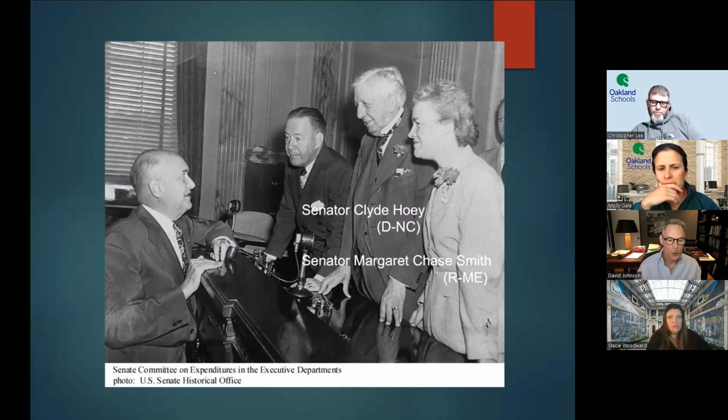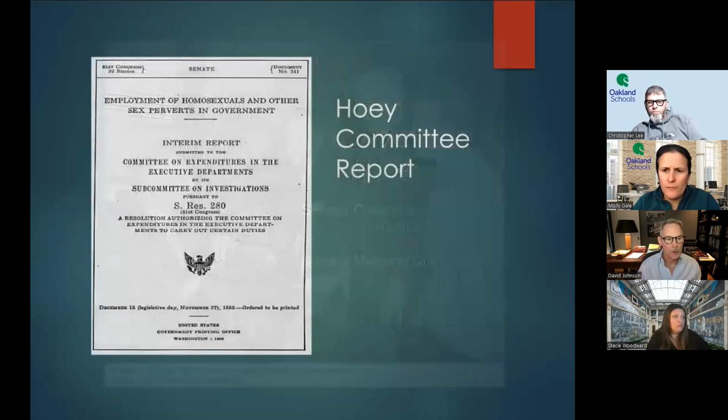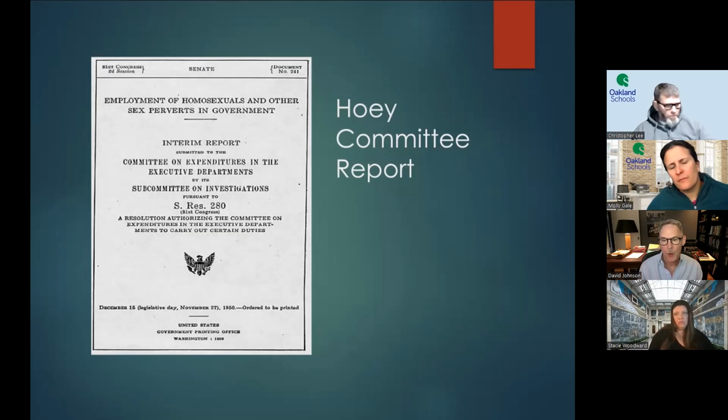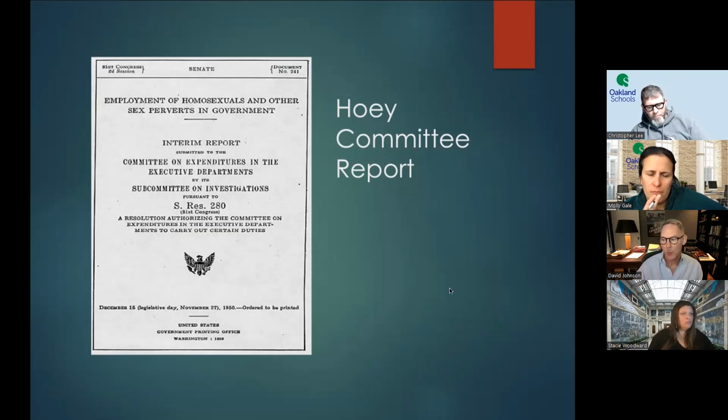So they're looking for evidence. They don't have any, despite all of these witnesses, but they still publish a report at the end of the year, in December 1950. It's about the employment of homosexuals and other sex perverts in the government. It's informally called the Hoey Committee Report, where they conclude very definitively that gay people are a threat to national security. They say the lack of emotional stability, which is found in most sex perverts, and the weaknesses of their moral fiber make them vulnerable to the blandishments of the foreign agent. And they called for a wholesale purge of these people from the federal government. Again, without any real evidence.